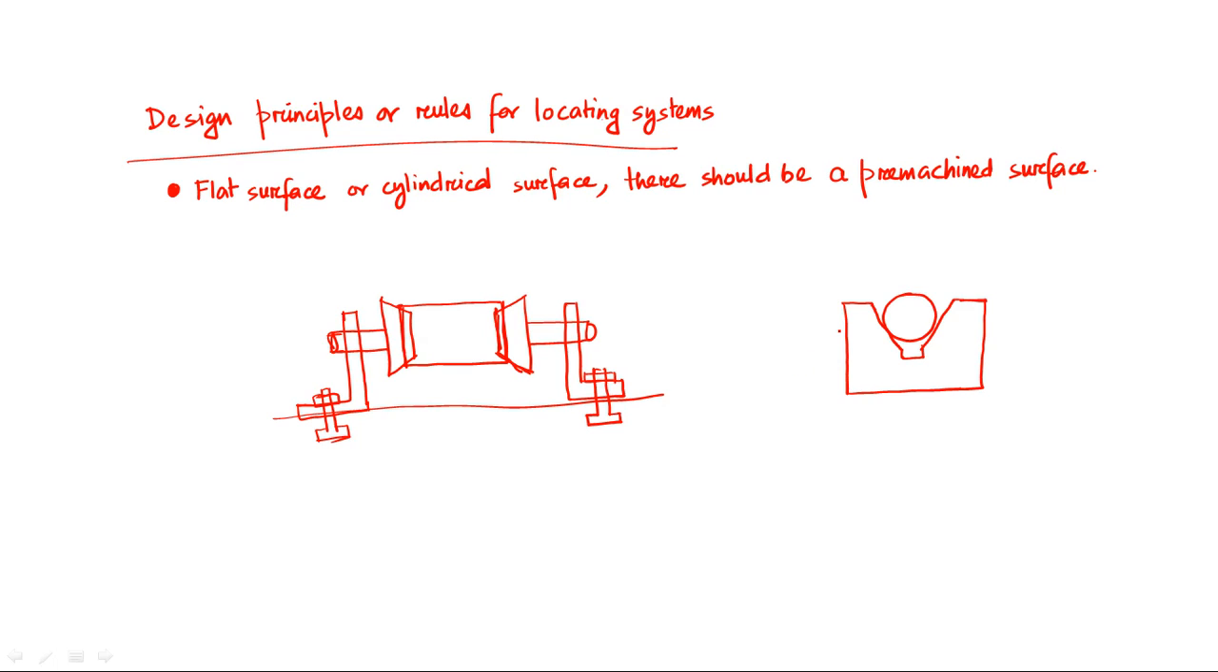Now, instead of a cylindrical surface, suppose the surface is a flat surface. In this case, the pre-machined surface will be the internal surface of the hole of the cylinder. In this case, the outside diameter or the outside surface must be the pre-machined surface. Next, if the flat surface must be located, then the flat surfaces must be pre-machined.